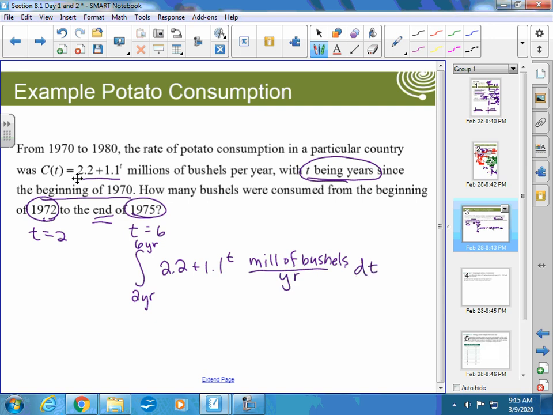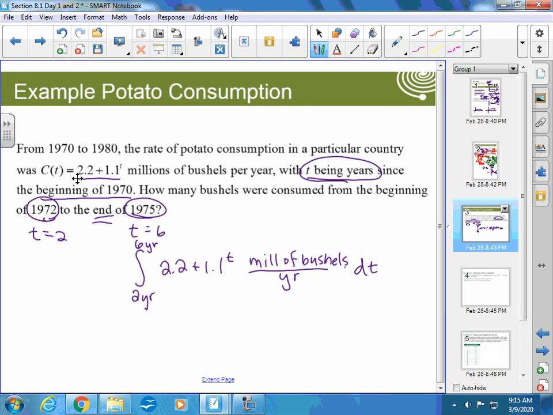Normally we don't write the labels in, but I want to bring your attention to the labels. Do you see that this year here and this year here are going to cancel, giving us then millions of bushels? It's going to give us a quantity. So we can integrate this if we're given a rate and we're given the time, we can integrate it to find how many of something occurs, whether it's miles, whether in the last problem it was meters, in this problem it's millions of bushels.